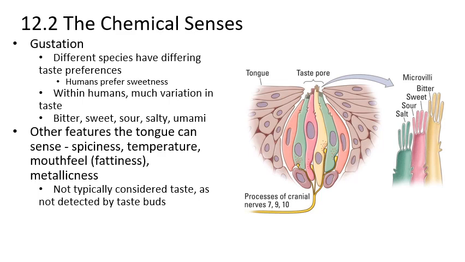There are 5 basic tastes: bitterness, sweet, salty, sour, and umami, which is like MSG. Other features that the tongue can sense that are not typically considered taste are spiciness, which is actually a form of pain, temperature, mouthfeel or fattiness, and metallicness. These are not detected by taste buds, but they're detected by other sensory receptors in the mouth and on the tongue.